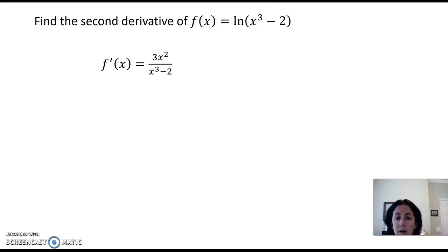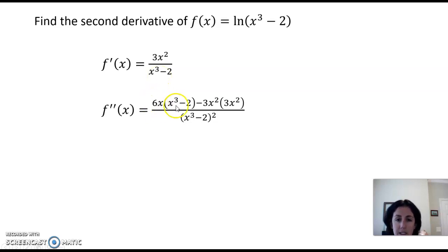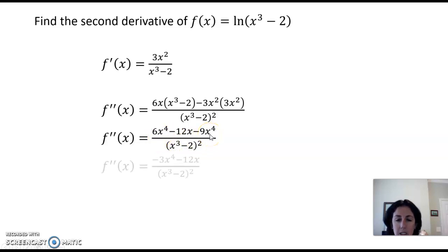So in order to find the second derivative, I will have to use my quotient rule. Derivative of the top times the bottom minus the top times the derivative of the bottom, all over the bottom squared. So we get the derivative of the top times the bottom minus the top times the derivative of the bottom, all over the bottom squared. Distribute this 6x and multiply these two together. Notice that 6x to the fourth minus 9x to the fourth are like terms, and we get a final answer of negative 3x to the fourth minus 12x, all over (x cubed minus 2) quantity squared.